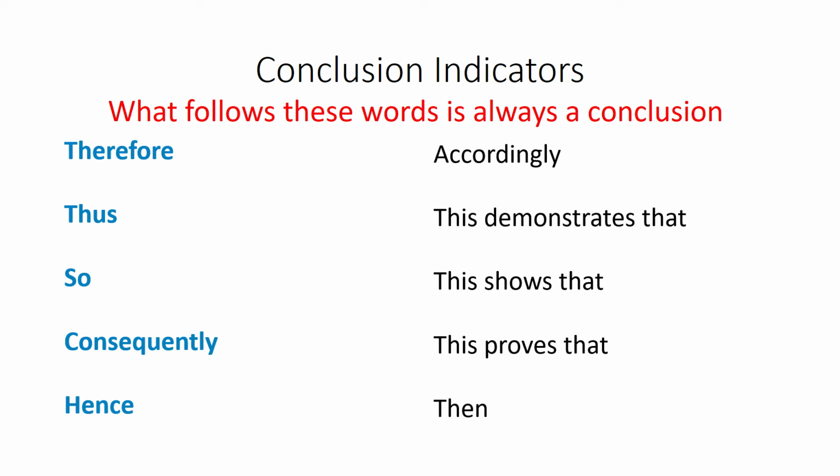Now, premise indicators, conclusion indicators, you have to memorize them. Because they will signal which part of the sentence is a premise and which part is a conclusion. If you have a conclusion indicator and you're looking for the premise, it's what will come before it. So does that make sense? The conclusion indicator is followed by the conclusion, but what comes before it is the premise. So premise, conclusion indicator, conclusion.